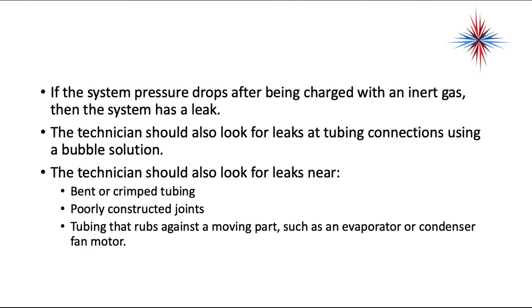The technician should look for leaks at tubing connections using a bubble solution. Need to look for leaks near bent or crimped tubing, poorly constructed joints, in other words, if you see bad brazes or bad solder joints, and tubing that rubs against a moving part, such as an evaporator or condenser fan motor. You also want to look for tubing that is close to the compressor and tubing that might be rubbing against the outside of the condenser.